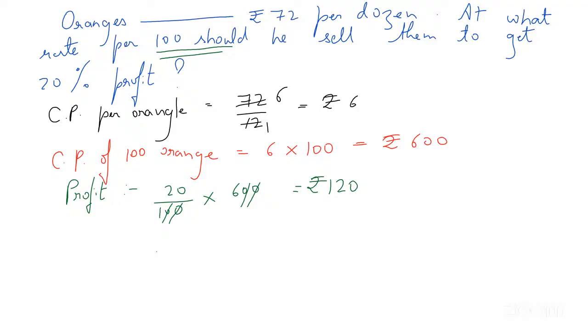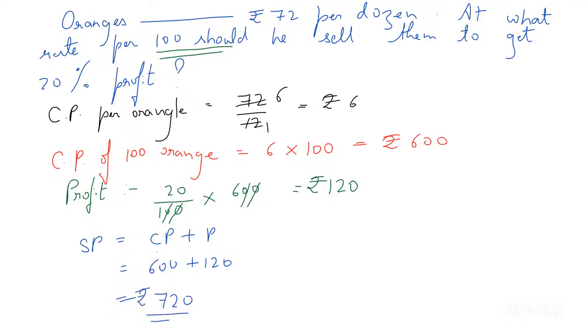Now with this profit, you'll find out the selling price. Selling price formula is cost price plus profit. Cost price is what? 600. Profit is what? 120. Selling price becomes how much? 720 rupees.